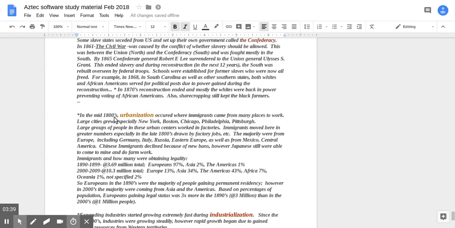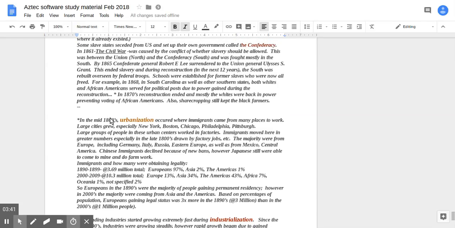In the mid 1800s, urbanization occurred where immigrants came from many places to work. Large cities grew, especially New York, Boston, Chicago, Philadelphia, and Pittsburgh. Large groups of people in these urban centers worked in factories. Immigrants moved here in greater numbers, especially in the late 1800s, drawn by factory jobs and more.